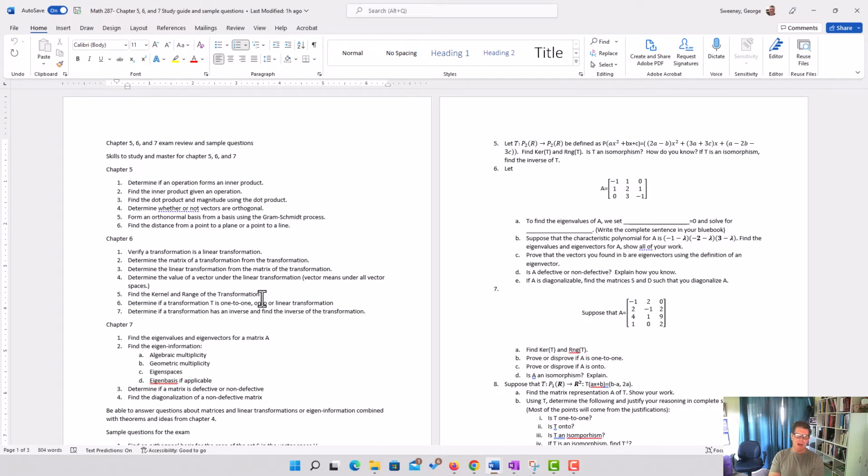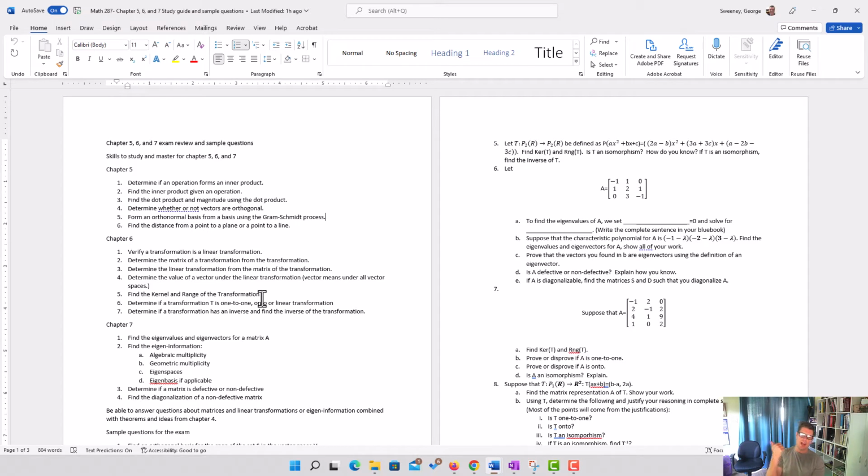Okay? I should add in there, you should be able to, and you'll see we'll have a practice problem like this, if you find the inverse transformation, can you actually take a vector backwards, right? Using the inverse. And then Chapter 7, you want to find the eigenvalues and eigenvectors of a matrix A.